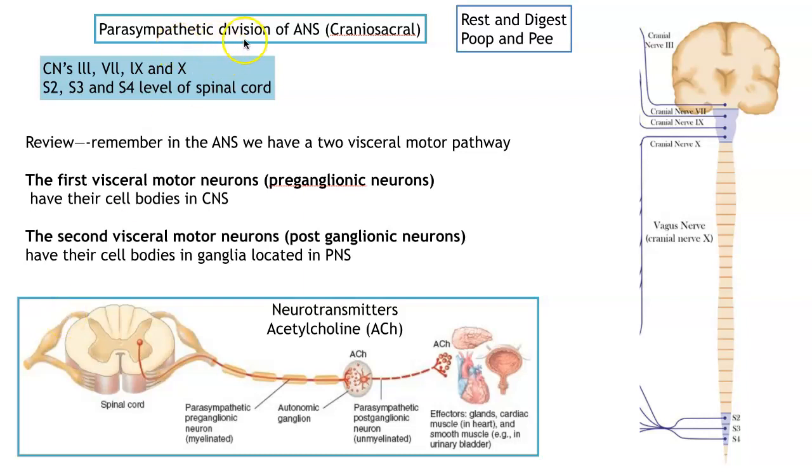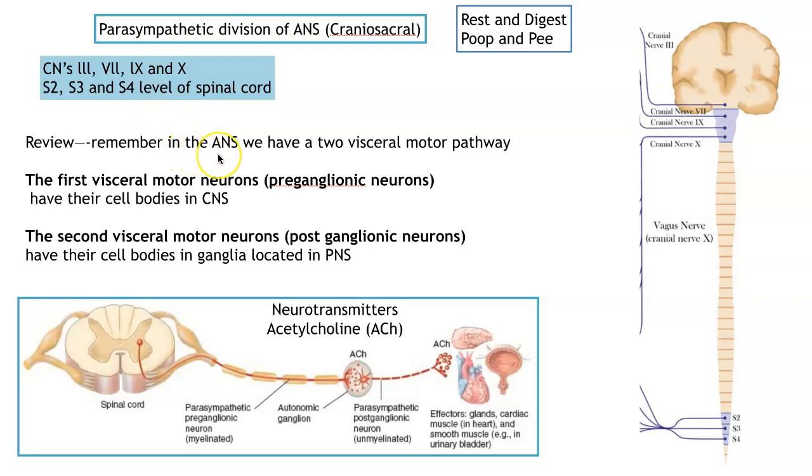So we say the parasympathetic division of the autonomic nervous system is also called the craniosacral division. Why? Because we have 4 cranial nerves, 3, 7, 9, and 10, that carry parasympathetic fibers. Cranial nerves 3, 7, 9, and 10. You have to know those. And the sacral part is going to be the spinal cord regions S2, S3, and S4. Those are going to have visceral motor neurons in their lateral horns. That's all review.